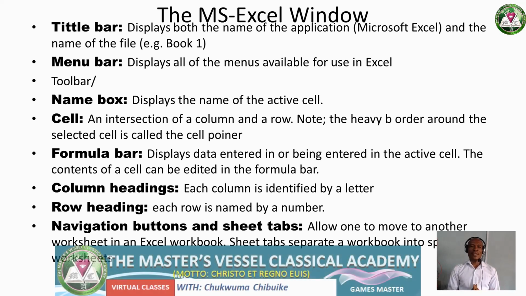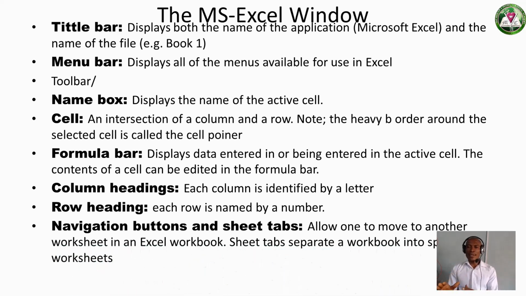Now, after the cell, you also see the formula bar. There is a bar where you enter formulas or entries that you make in a spreadsheet. So the formula bar displays data entered or being entered in the active cell. The contents of a cell can also be edited or modified in the formula bar. Let me give you an example.